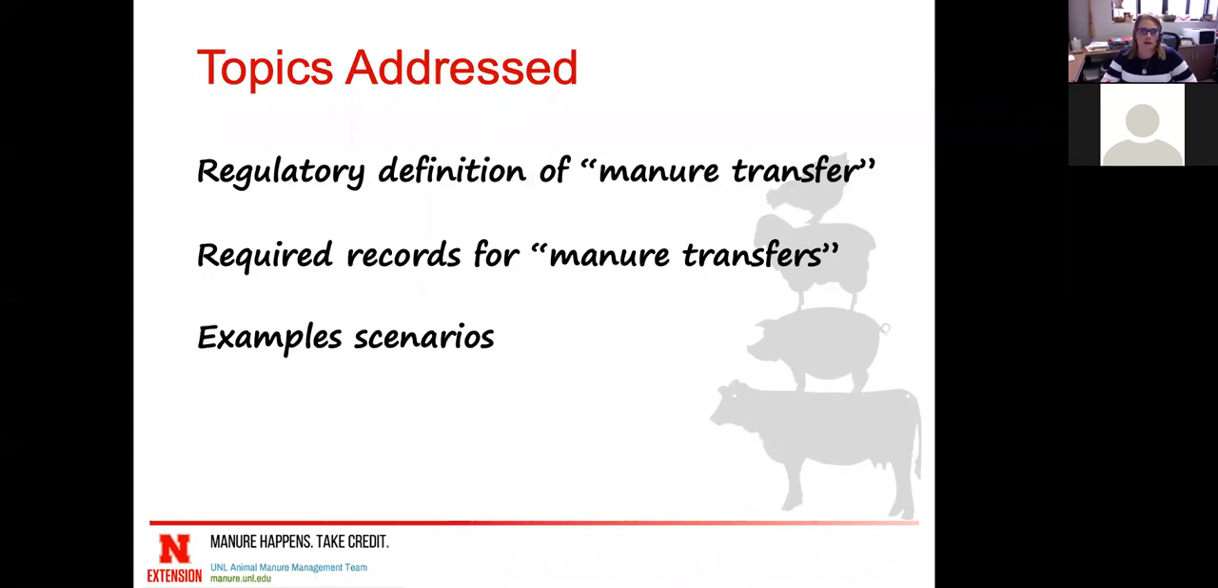There are three topics that I want to talk about. First is just what is the regulatory definition of manure transfer. Then we'll talk a little bit about the required records when a manure transfer is conducted. And then I've got some example scenarios that we can work through to reinforce the process of thinking through whether or not an exchange of manure is considered a manure transfer by regulatory definition.